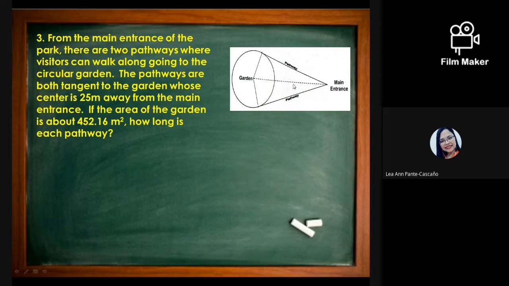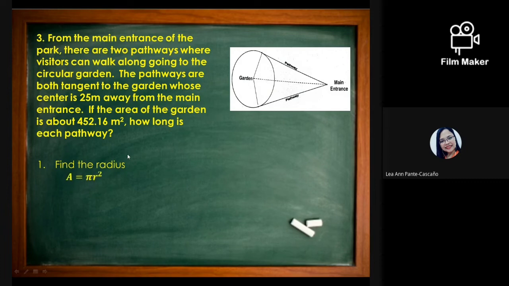Since meron na tayong isang sukat dito, which is 25, para makuha natin yung isa sa mga sukat ng ating pathway, kailangan muna nating ma-identify yung sukat nito. Kung papansin natin, this line is a radius. So the first step is to find the radius. How to find the radius?